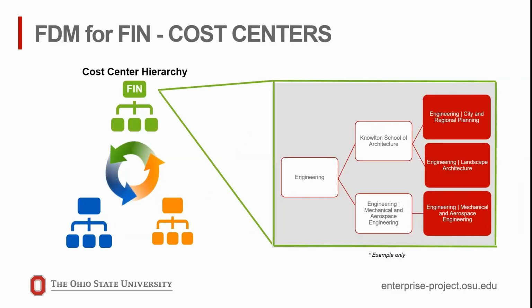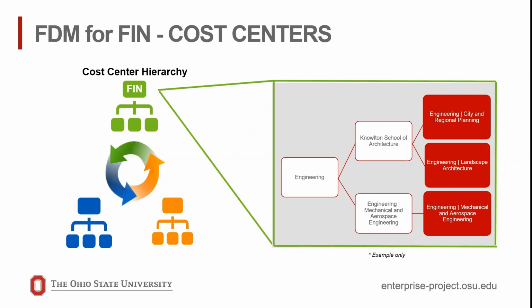And now we get to a similar illustration for finance, showing an example of a cost center hierarchy. We're using the College of Engineering as our example to show how different cost centers roll up in Workday. The example shows 2 schools, the Knowlton School of Architecture and the Mechanical and Aerospace Engineering School, each rolling up to the College of Engineering, and with the lower level cost centers rolling up to them.